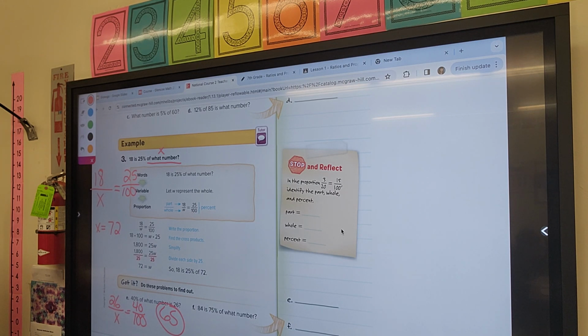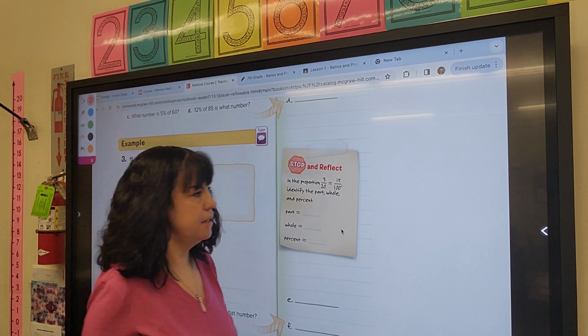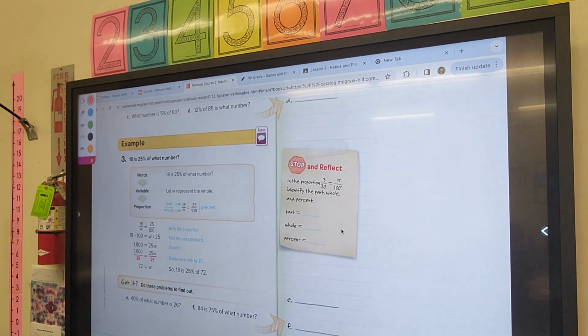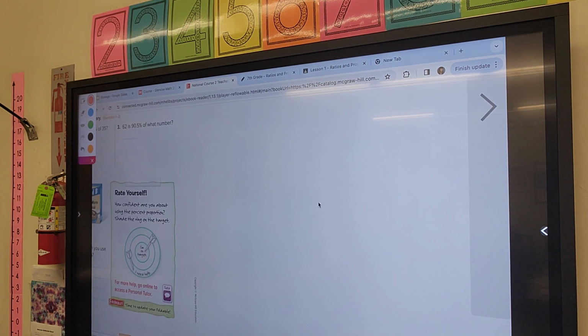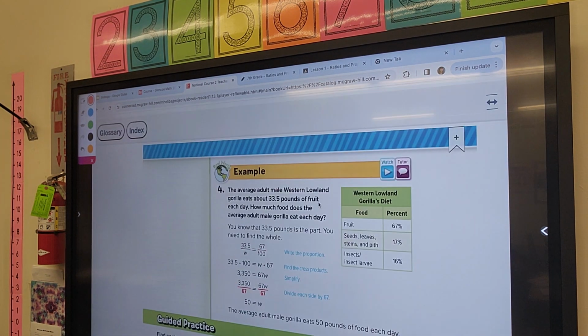Alright, let's turn the page. We have one more example, which is a real world problem, and then you guys can work on your assignment. Can we do it in partners? Can I go to the bathroom after this?